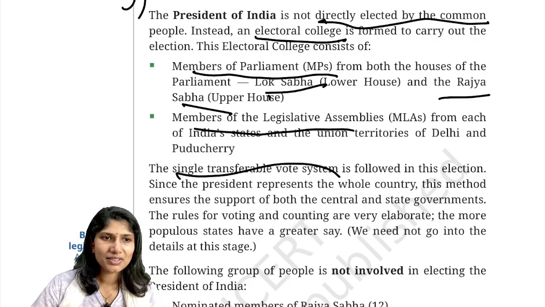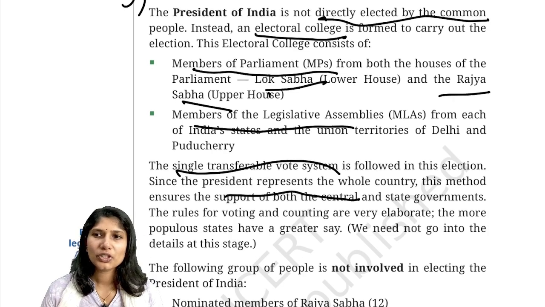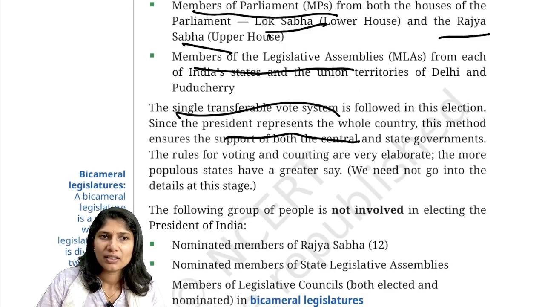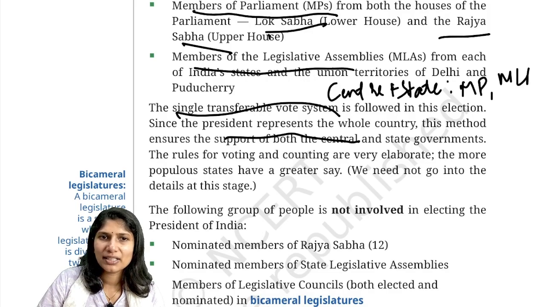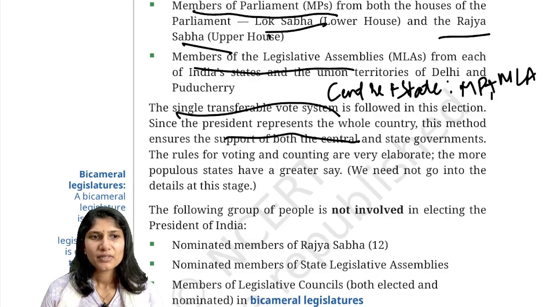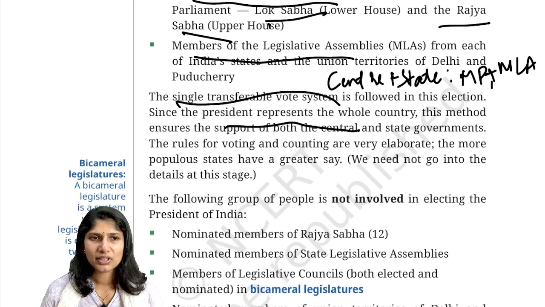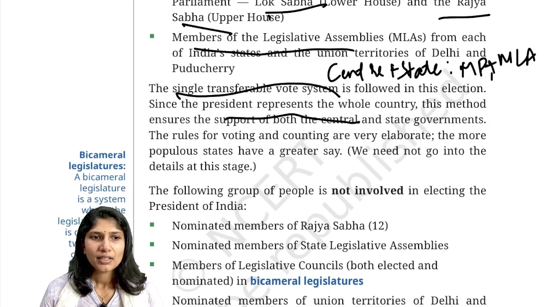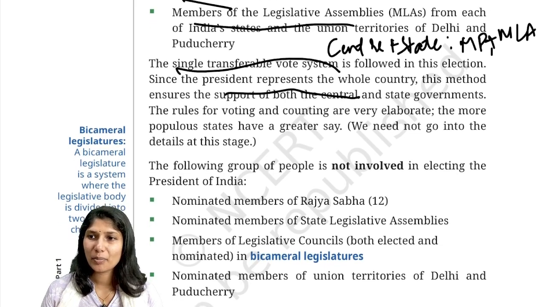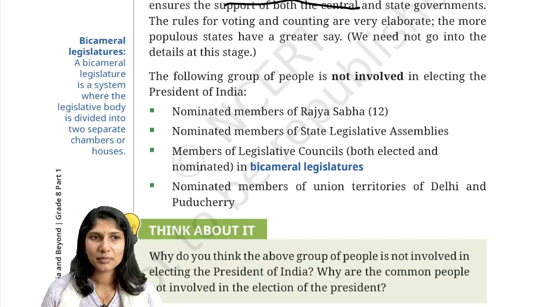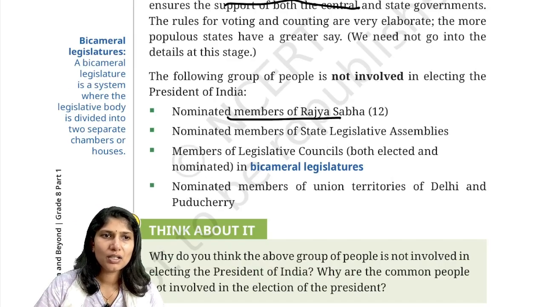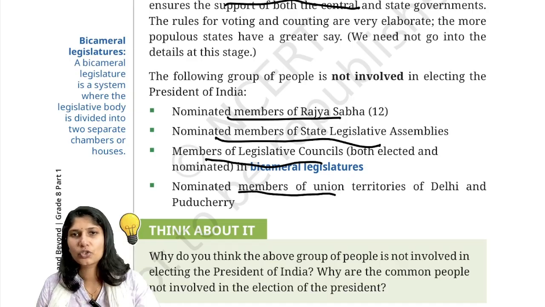Okay, because the president represents the entire country, both your center and state have to take part in the elections, right? That is why MPs and MLAs together will be taking part. Okay, so this is very important to understand. Now here the counting rules etc. are very elaborate. Okay. Now if you see, who will not take part in the election of president: nominated members of Rajya Sabha, nominated members of state legislative assembly, members of legislative councils, okay, and nominated members of union territories of Delhi and Puducherry.